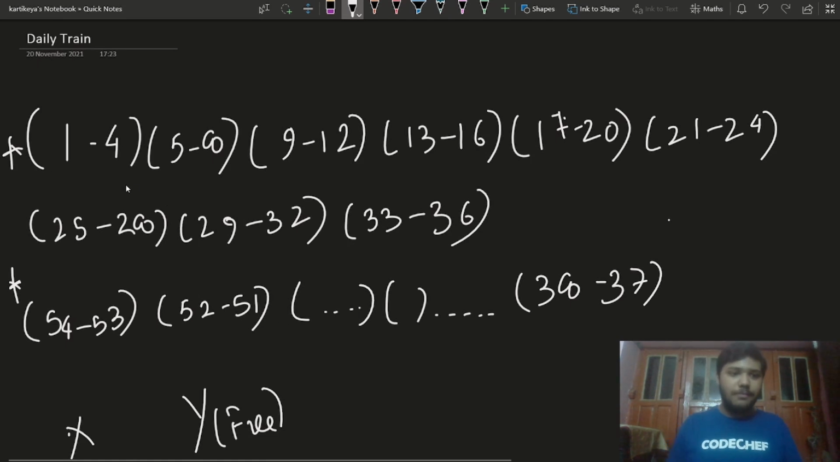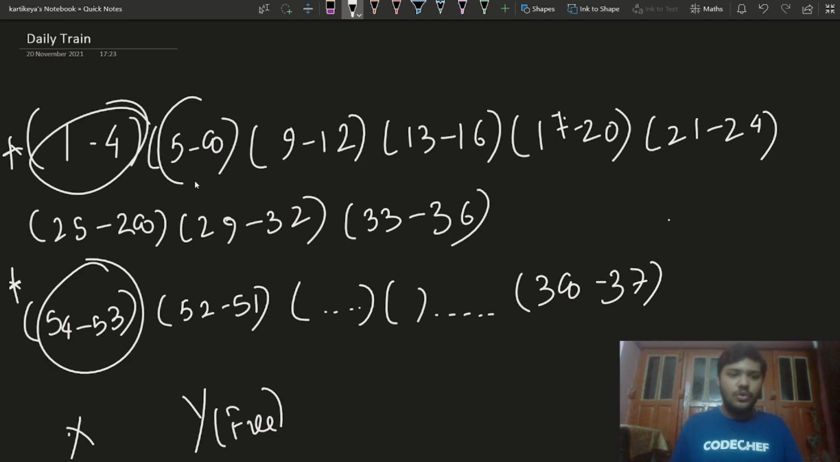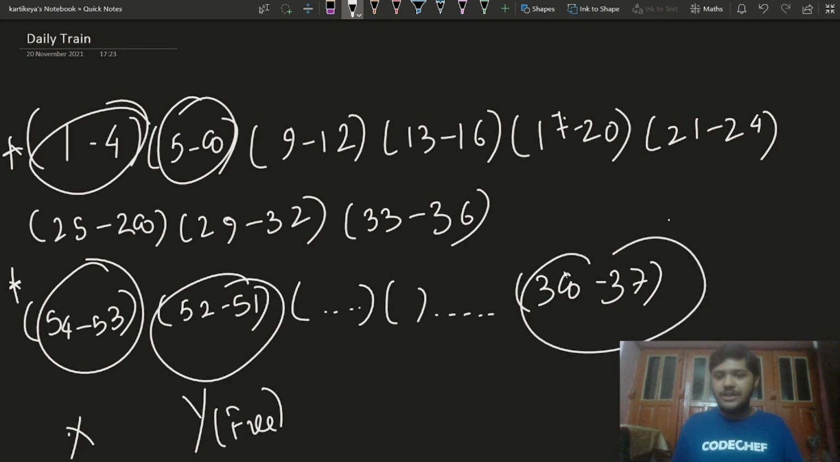Now, how are the compartments numbered? The first four, last two, the second four, the second last two, and so on till these last two, nine. Basically, these are the elements of the last compartment, and these are the elements of the last compartment. Okay. So this is how we would solve the problem.